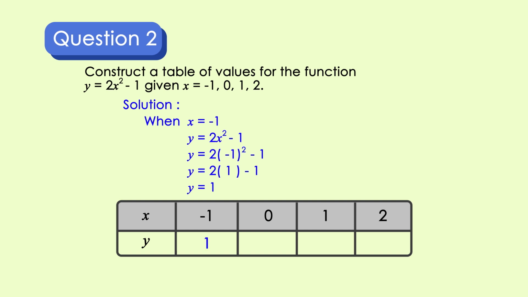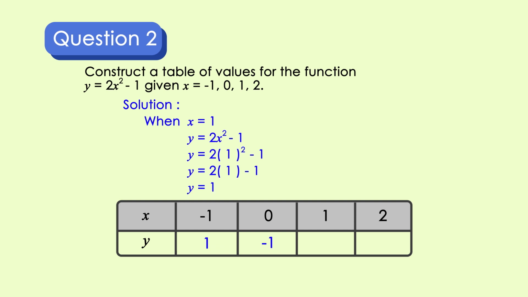Now, continue with x = 0 into the same equation. We will get y = -1. Next, we fill in the previous table with the value of y = -1 that we have obtained when x = 0. Then, we continue with x = 1 substituted into y = 2x squared - 1. We will get y = 1.